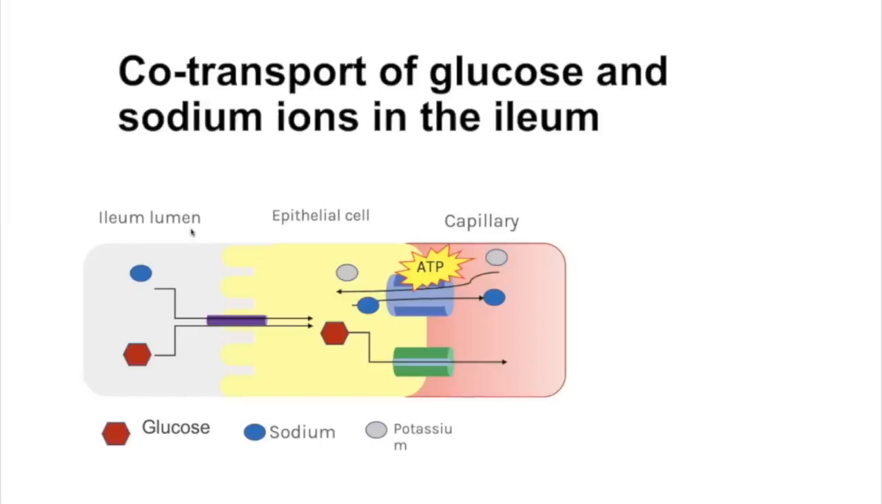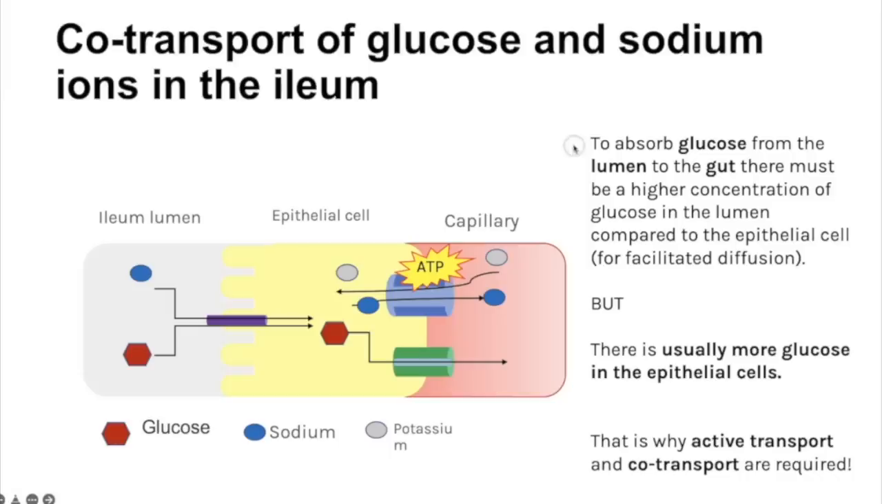Co-transport is a type of active transport, and you learn about it across the course, but one of the key examples you learn about is the co-transport of glucose, or it could be amino acid, with sodium ions in the ileum. To absorb glucose from the lumen of the gut, there has to be a higher concentration of glucose in the lumen compared to the epithelial cell. But there's usually more glucose in the epithelial cells, and that is why active transport and co-transport are required.